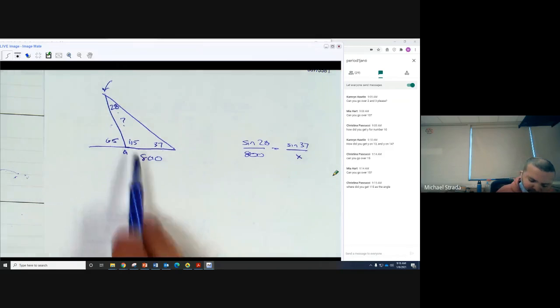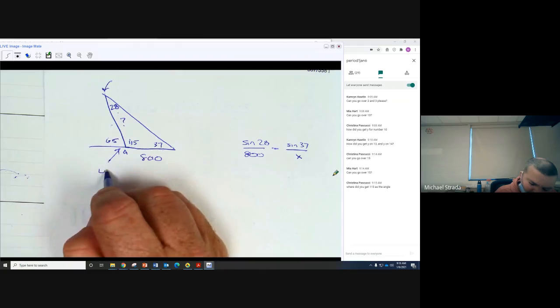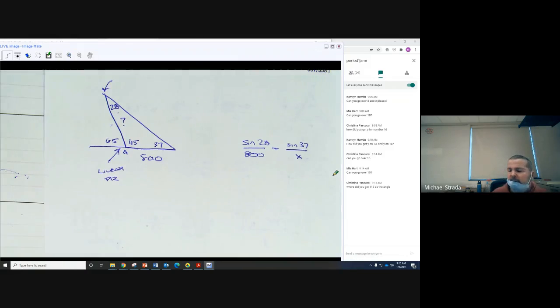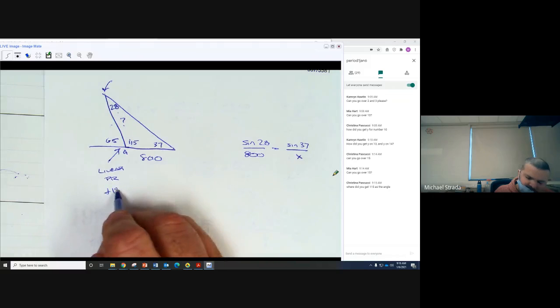Where did I get 115? They form a linear pair, so they add up to 180. So you just subtract from 180.